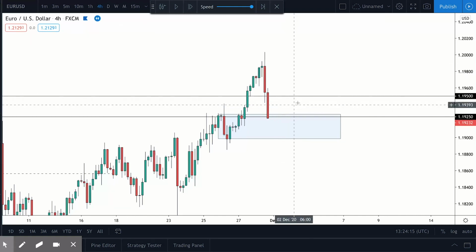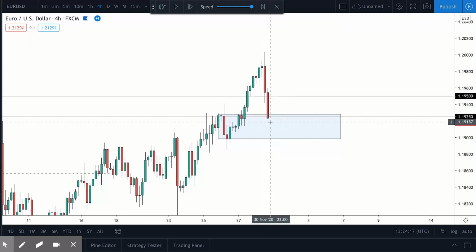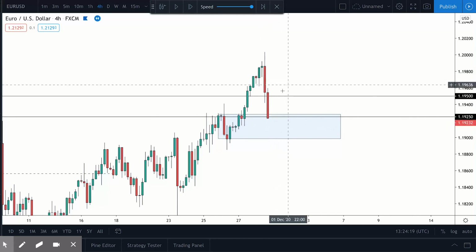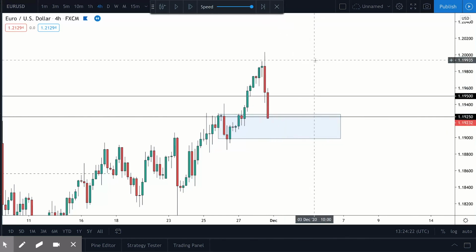So being patient, we've seen this market push back into this area. Now, what we have to be careful of is that we actually get a reversal. And this is why the confirmation is so essential. And that's really what we're talking about in this video.